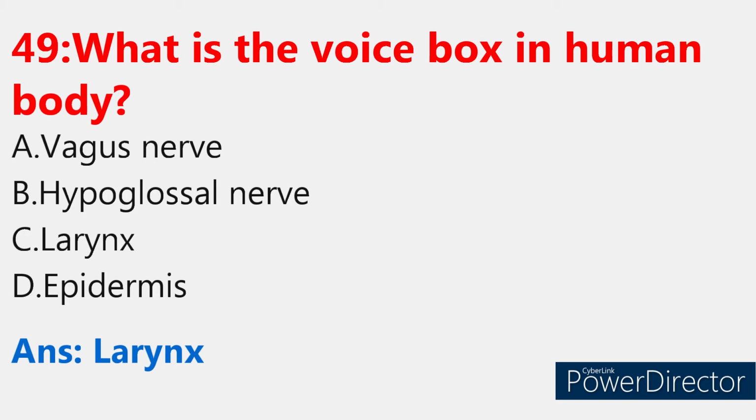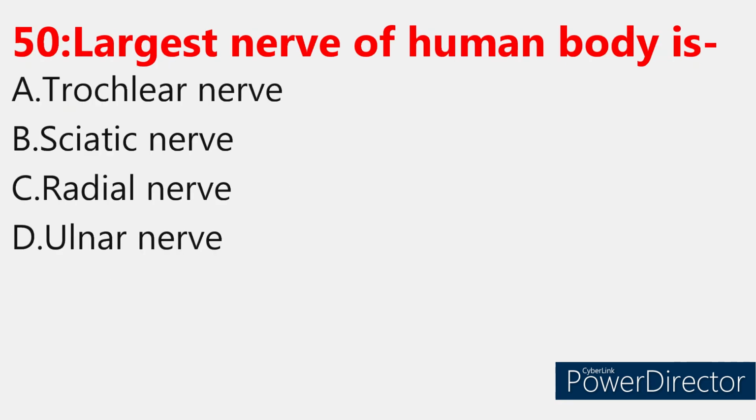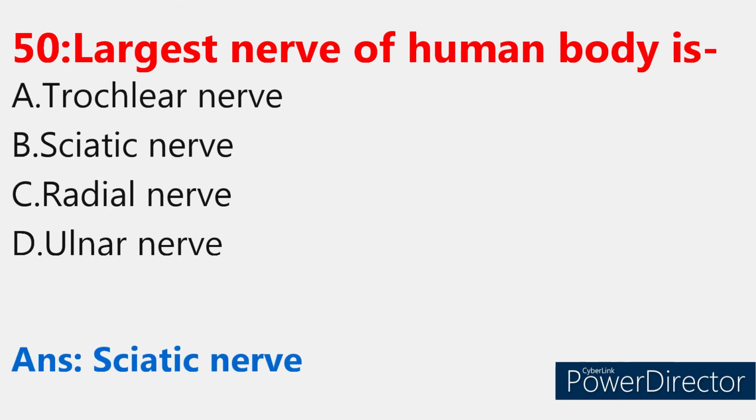Next question. Largest nerve of the human body is option A trochlear nerve, option B sciatic nerve, option C radial nerve, option D ulnar nerve. And the correct answer is option B sciatic nerve.